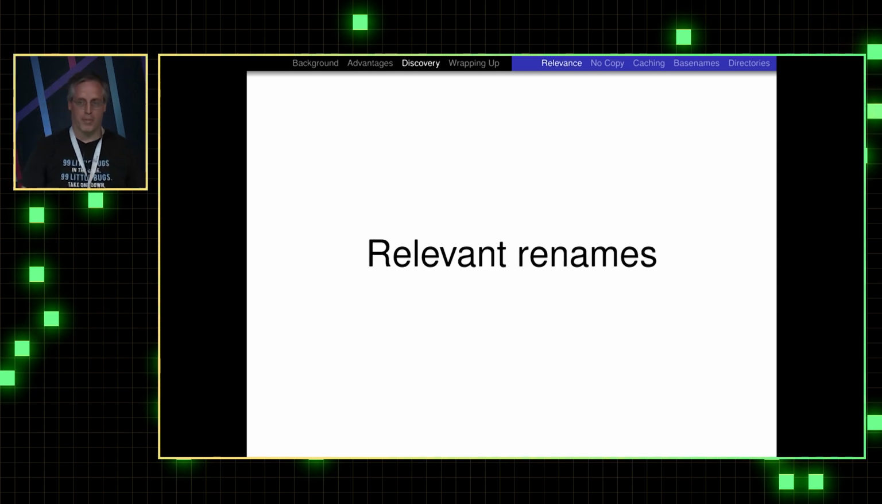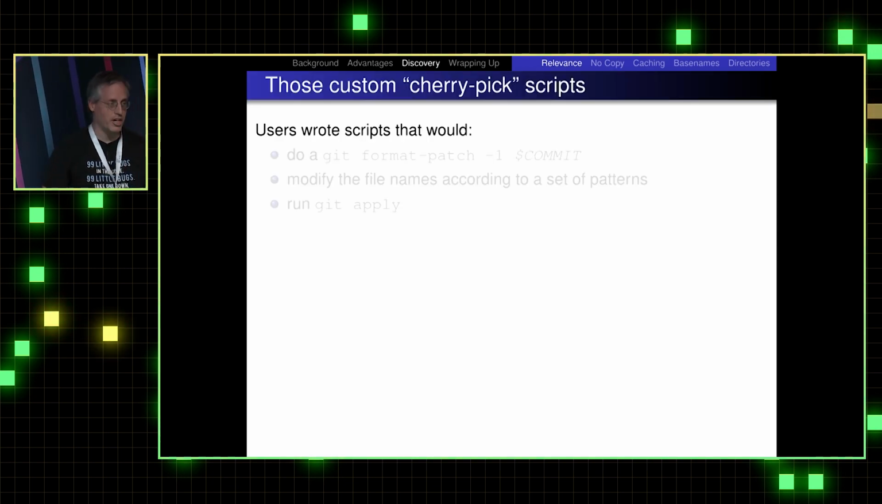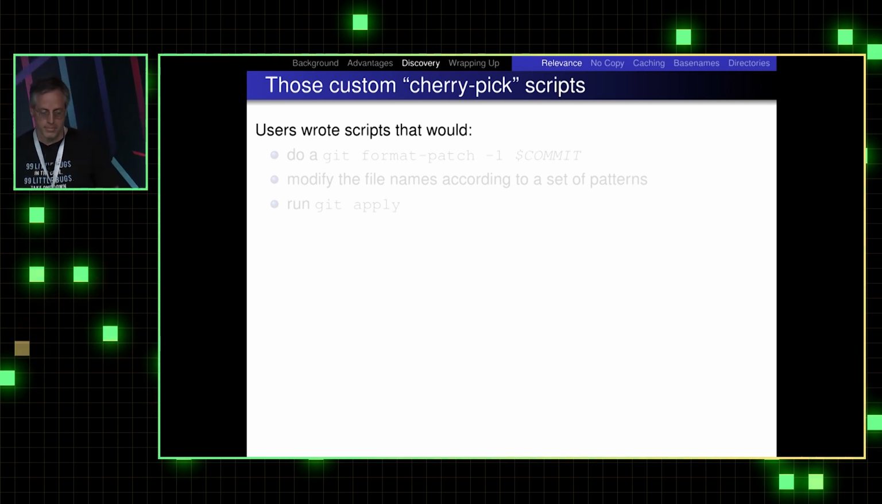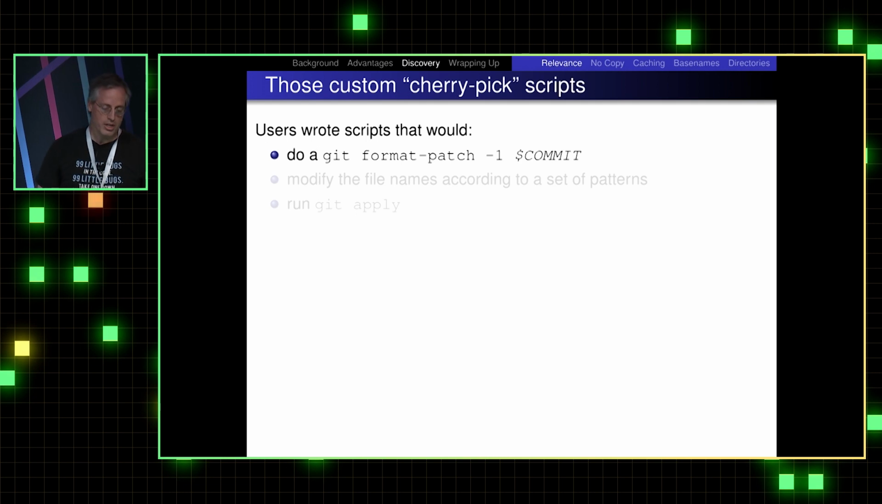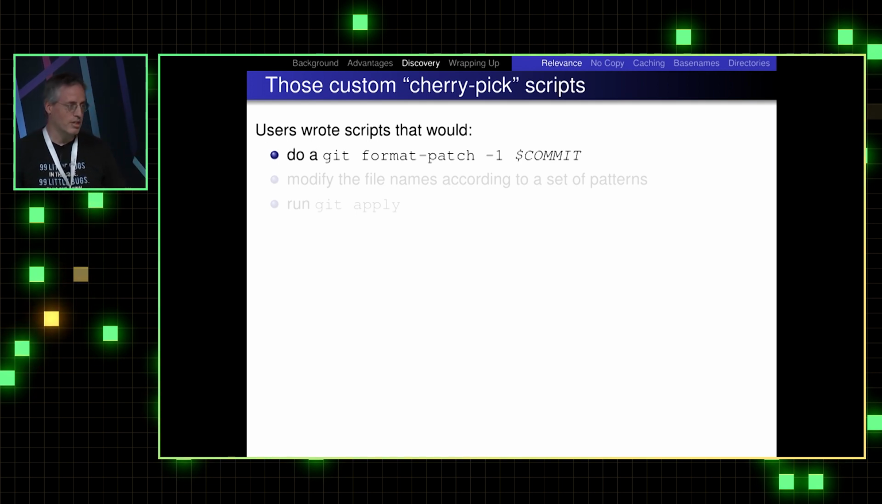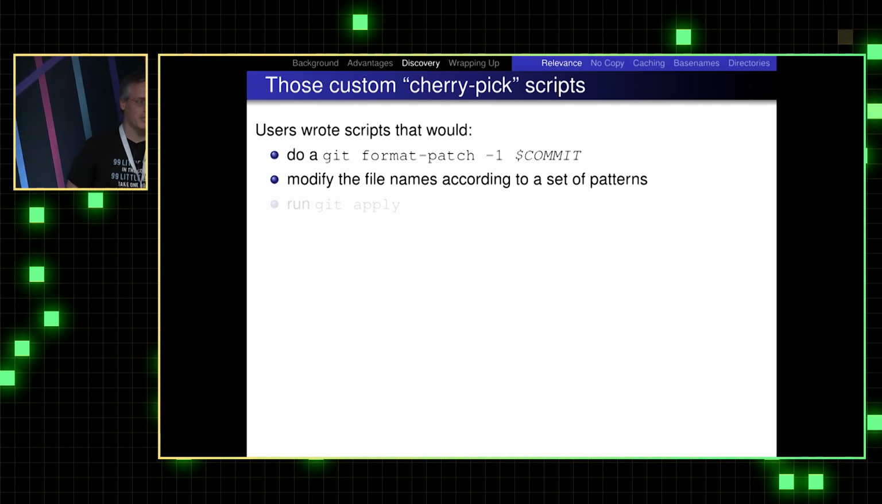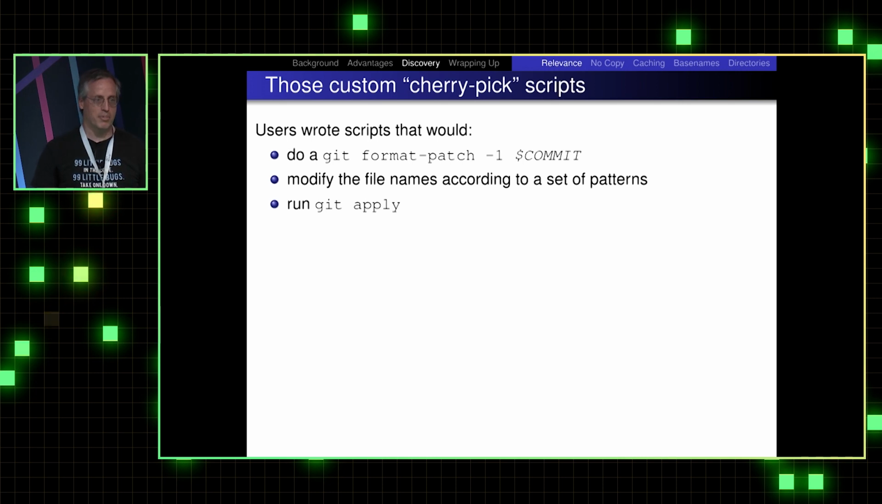So the first optimization is one that I call relevant renames. And it comes from looking at those custom cherry pick scripts that people were writing and looking at what they did. So they had scripts that would run, create a patch, and then go munge that patch, basically modifying file names in it according to a set of patterns that use repository-specific knowledge and point-in-time knowledge. And then they would run git apply.